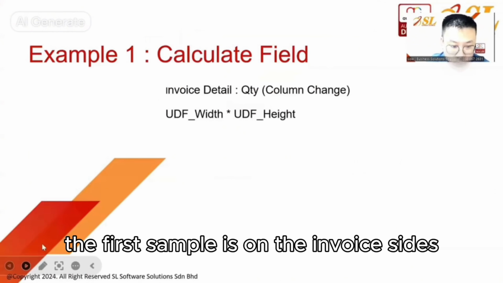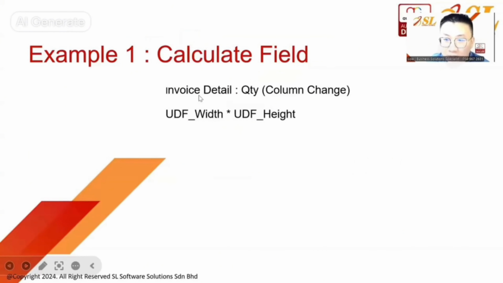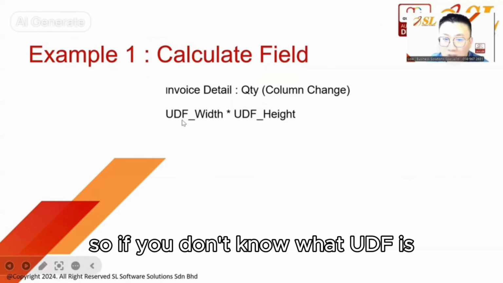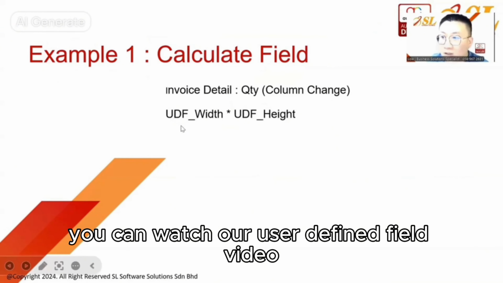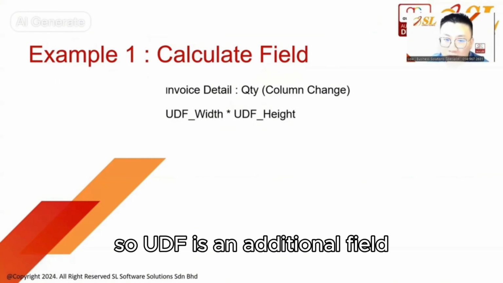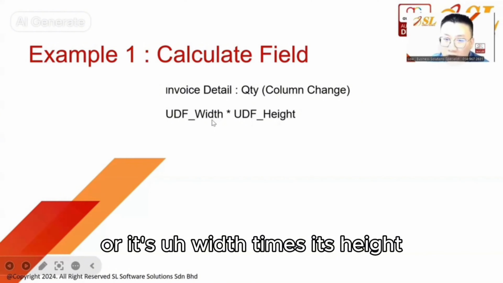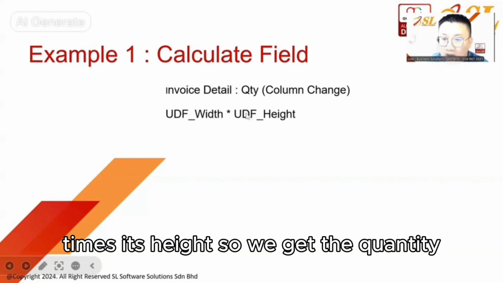The first sample is on the invoice side. I want the quantity, and the quantity needs to be based on these two new columns. If you don't know what UDF is, you can watch our user-defined field video. UDF is an additional field. Let's say I added two fields: length times width, or width times height. Times its height, so we get the quantity.